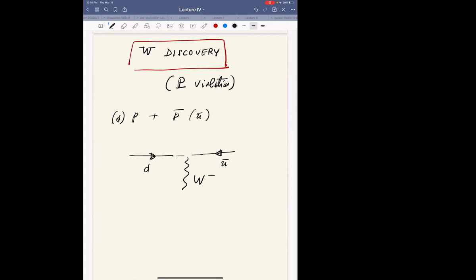And W will decay into whatever we want to study. We can study decay into electron and neutrino or into quarks again. But the crucial thing to understand is the following. I have talked about the chirality. Remember, this guy is left-handed.